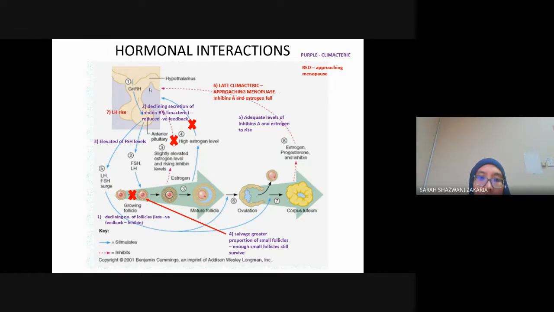So you can see here, LH rises, FSH rises, but no more follicles can be developed. When no more follicles develop, there is no more estrogen secretion, so no negative feedback. So the LH keeps rising and FSH keeps rising. This is how you look at this slide, the hormonal interaction of the menopause.